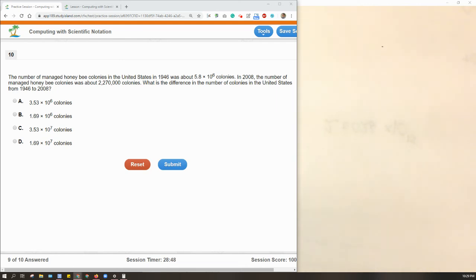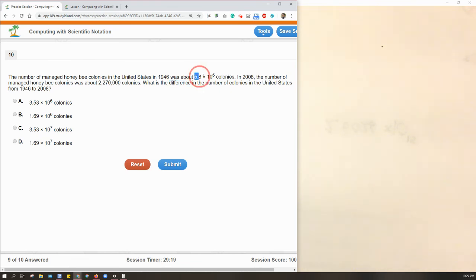The number of managed honeybee colonies in the United States in 1946 was about 5.8 times 10 to the 6th colonies. In 2008, the number of managed honeybee colonies was about 2,270,000 colonies. What is the difference in the number of colonies in the United States from 1946 to 2008? You should know that difference means subtract. If you're looking for the difference in two numbers, you're looking for what you get when you subtract them.